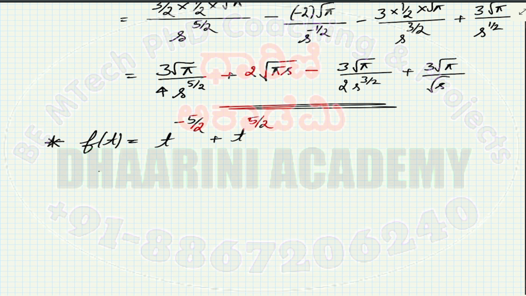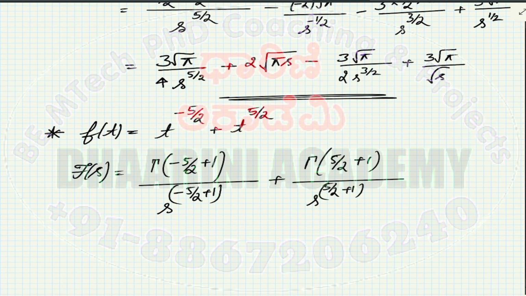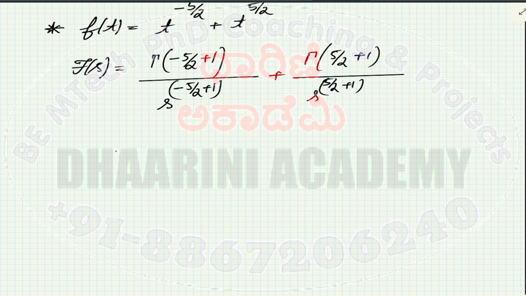Okay, now directly we can go to the Laplace, that is F of s is equal to, since this is t to the power n and n is not an integer, I can directly write this as gamma function of minus 5 by 2 plus 1 whole divided by s to the power minus 5 by 2 plus 1, plus gamma of 5 by 2 plus 1 divided by s to the power 5 by 2 plus 1. Straightforward substitution into the equation.